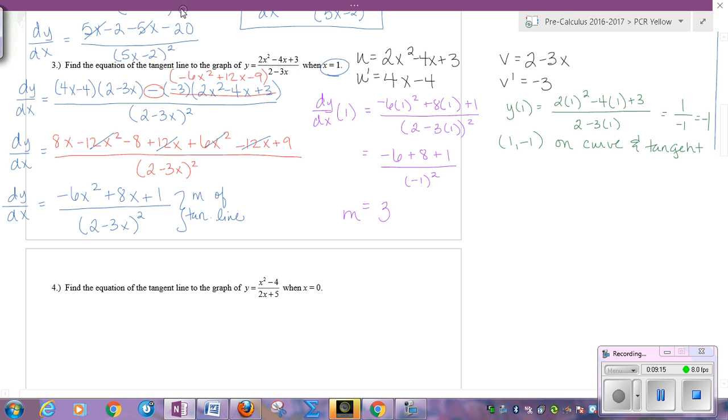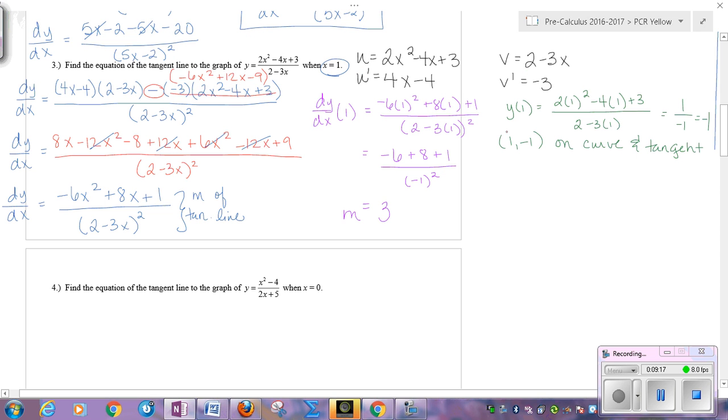So now you're going to write the equation of your line. So who remembers the formula, point slope formula? y minus y1 equals m times x minus x1. Okay, and then you're going to use your point here. So this is going to become y plus 1 equals 3 times x minus 1. And that's your answer.